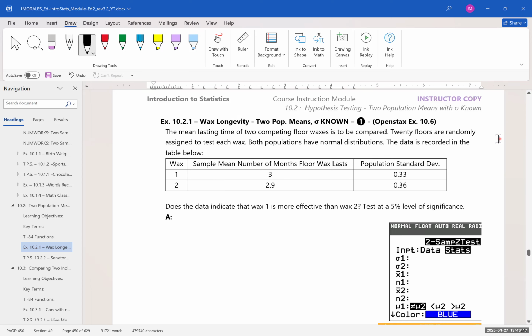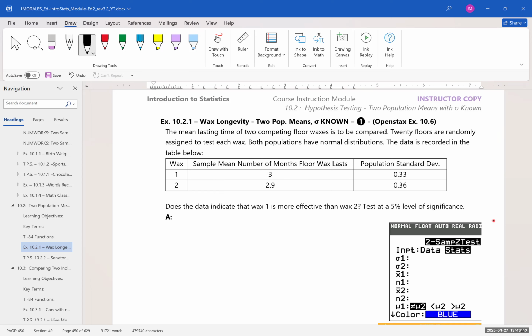The difference is now we're going to be using some different calculator functions to assist us to get the values that we need in order to complete the hypothesis test process. So that's really what we're going to be focusing on here, is looking at the differences with these different functions. So let's look at this example, wax longevity.